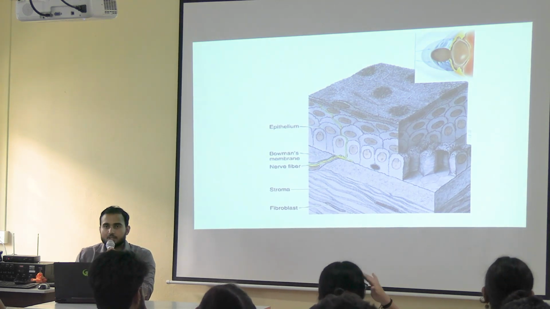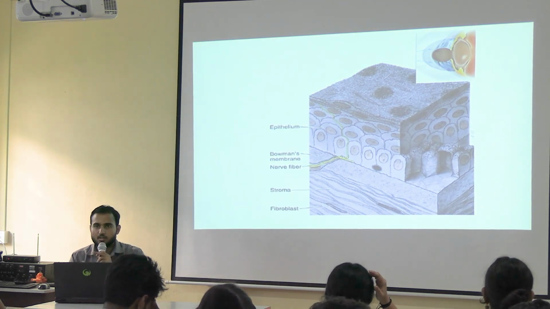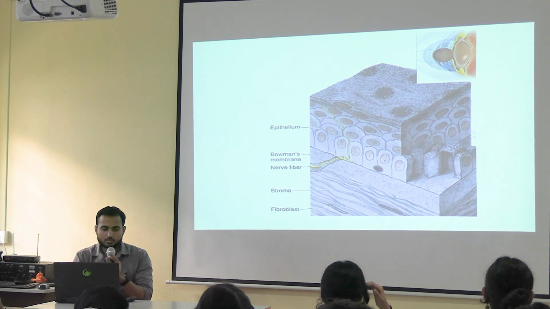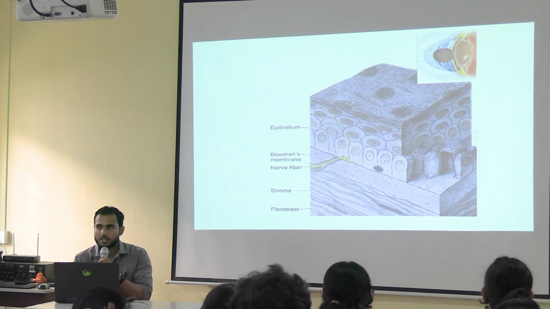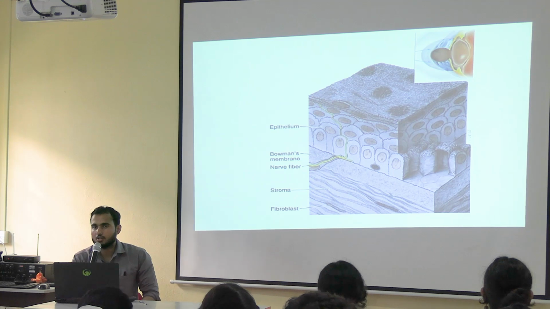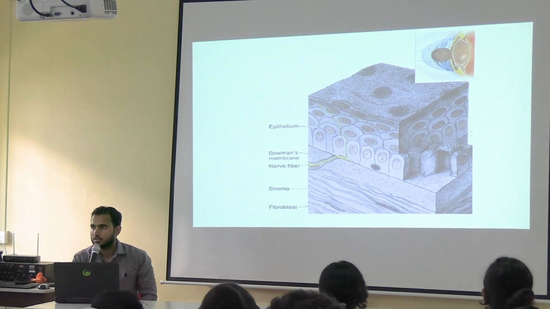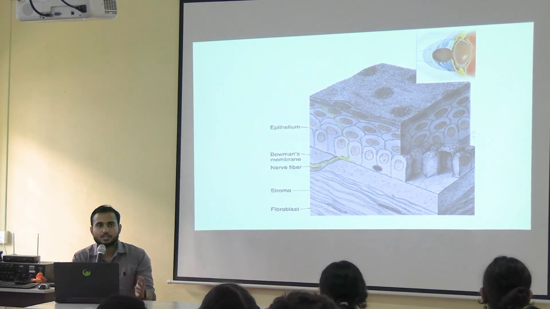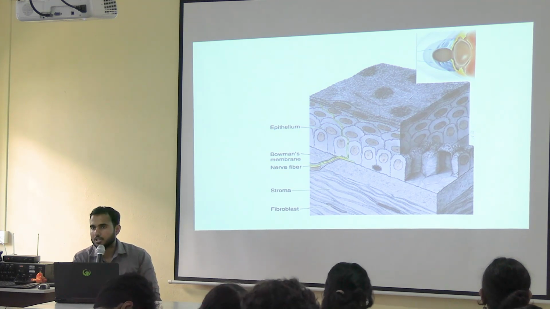Now deep to the lining epithelium, can you see a layer of the basement membrane? It is called Bowman's membrane. What is Bowman's membrane? Nothing but the basement membrane for the corneal epithelium.